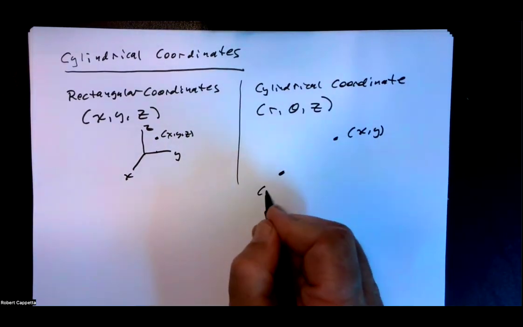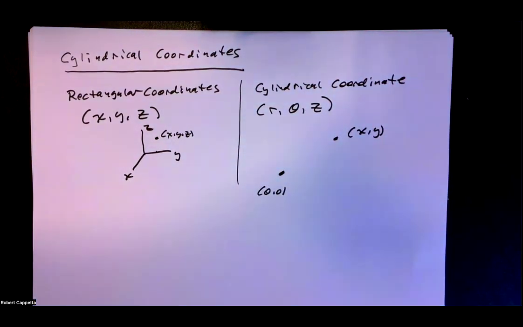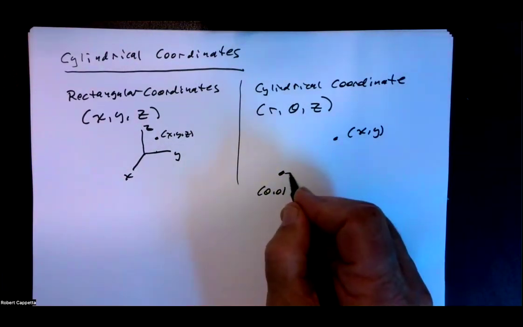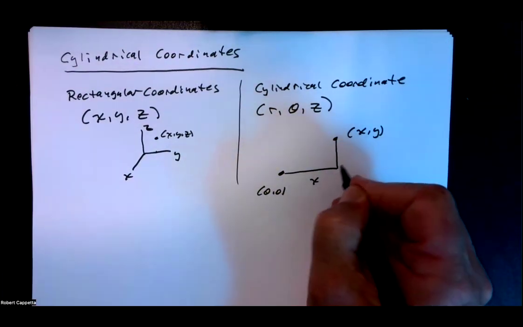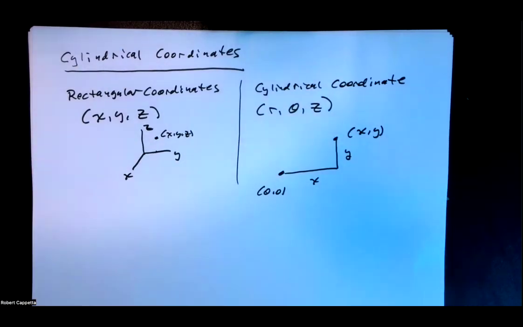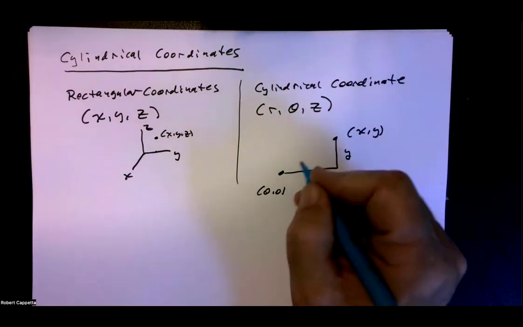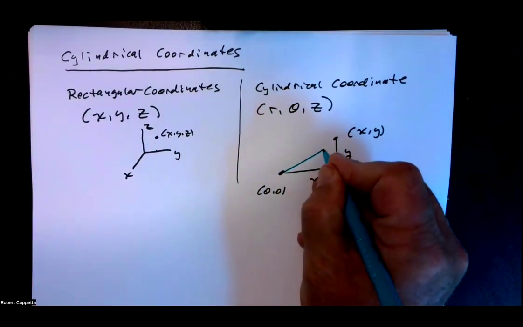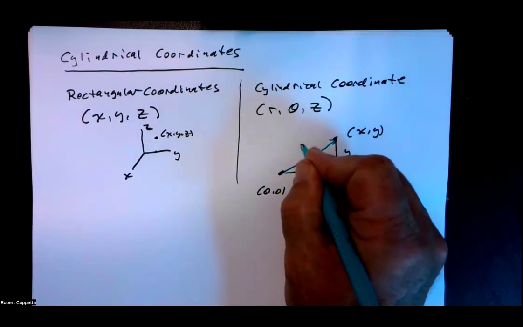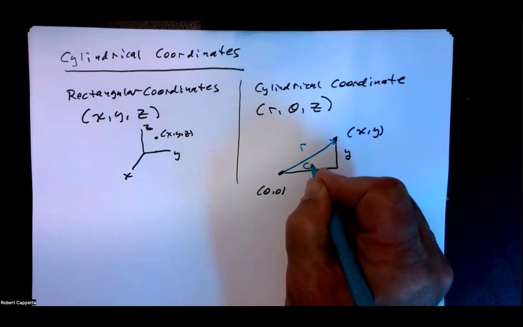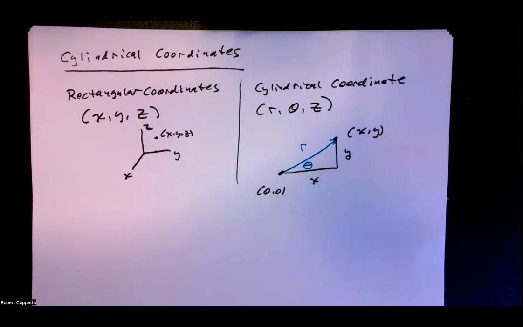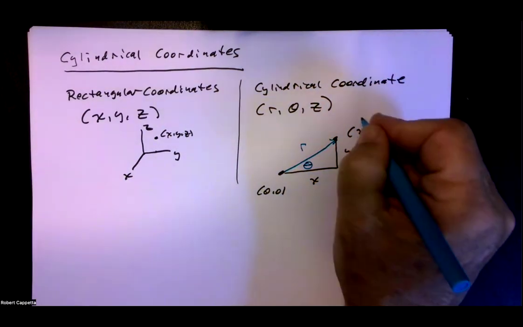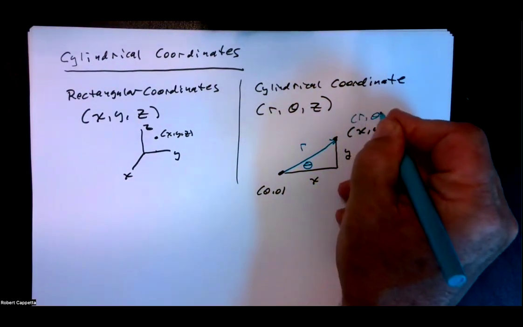So let's look at a two-dimensional representation. Here's a point x, y. Here is 0, 0. The distance from here to here in the x direction is x, and from here to here is y. And that's how we give it that representation. If we're going to go to polar coordinates, this distance from here to here is r, and this angle measured from the x-axis is theta. So the point x, y is also the point r, theta.